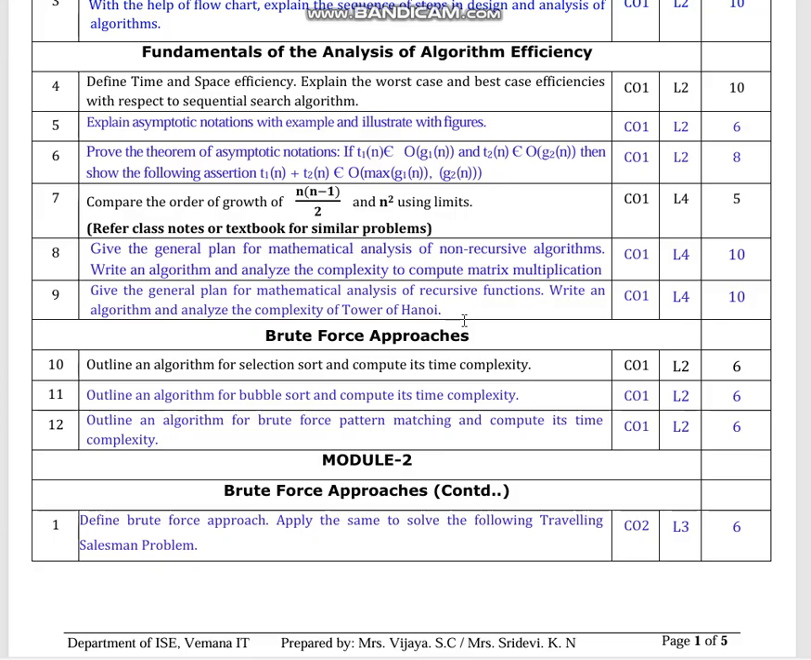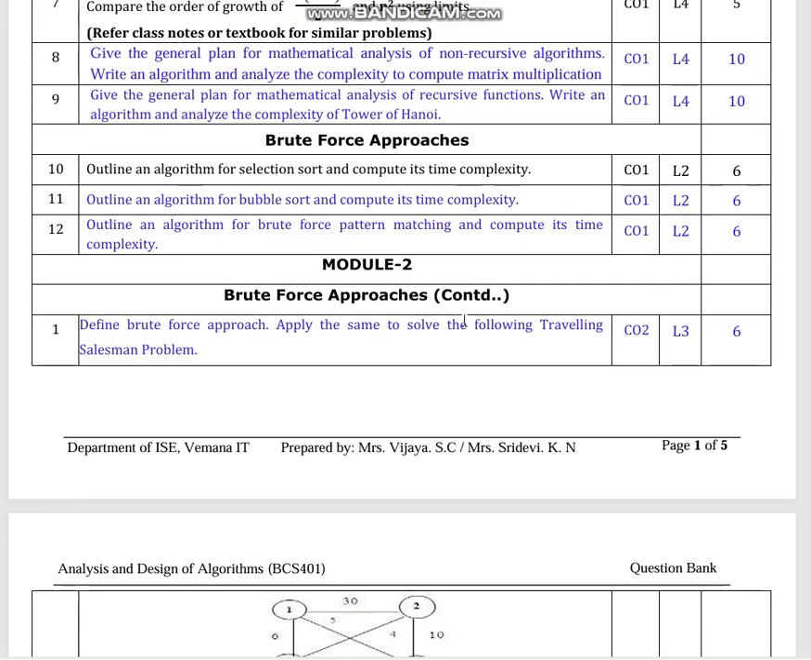And some brute force techniques to apply for selection sort, and how we are going to compute the space complexity and time complexity of different algorithms. So that's what we discussed in the first module.